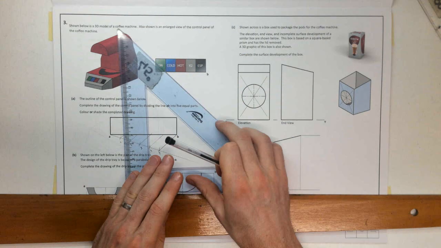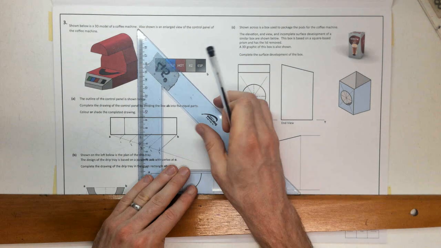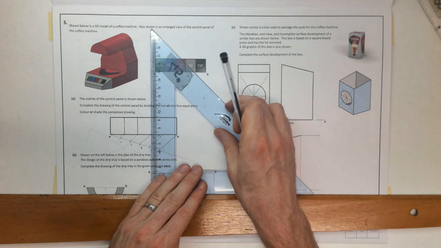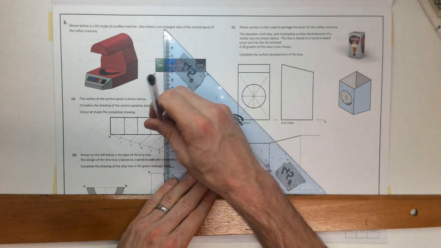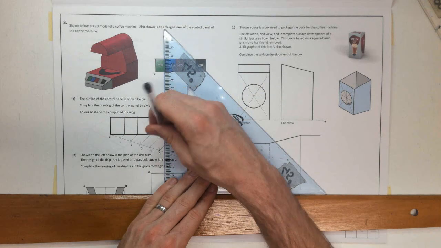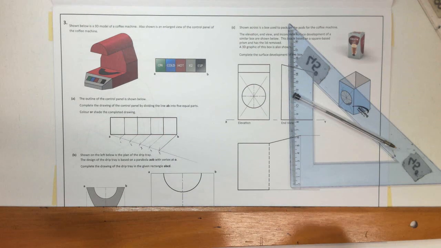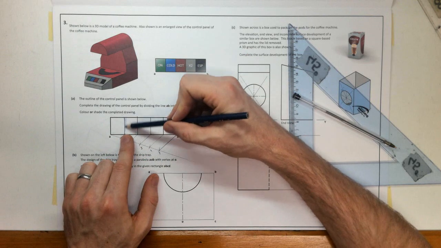So let's draw a vertical line, my on, my off, sorry, on, cold, hot, a double shot on my espresso. Okay, so that's the control panel. Then finally, color or shade. So I'm just going to do some of the similar colors here. So light coloring.